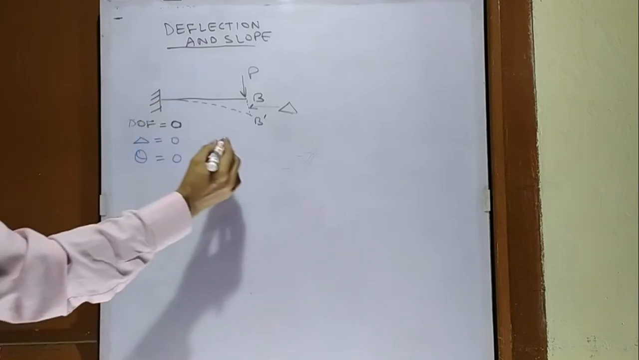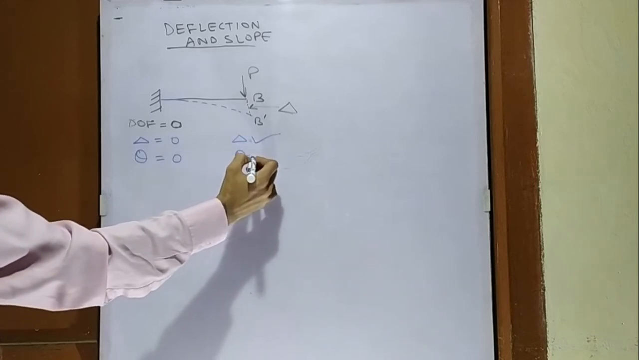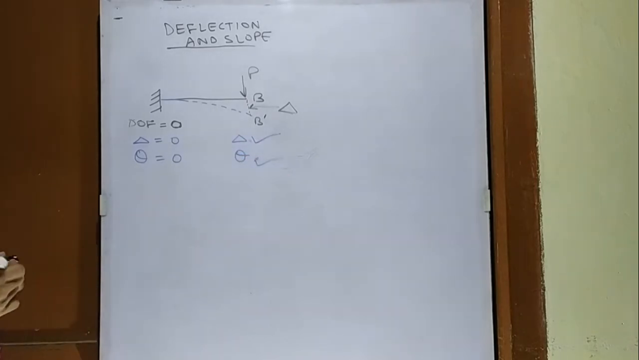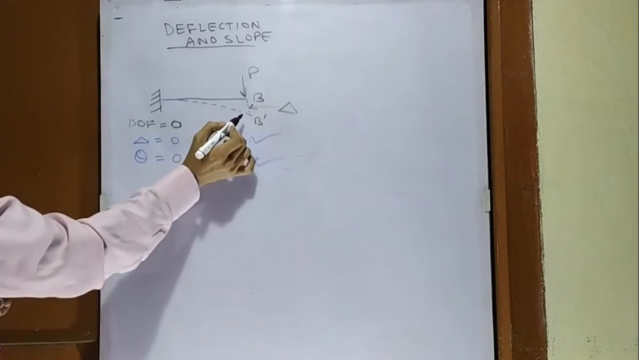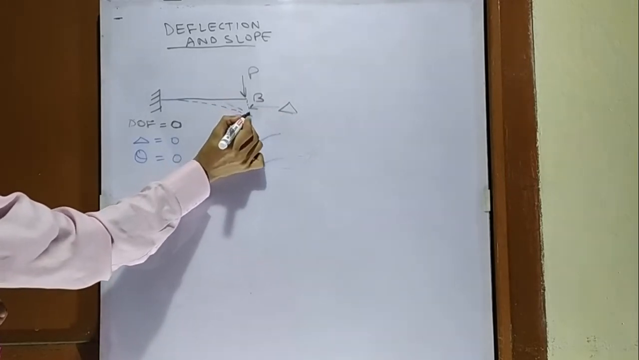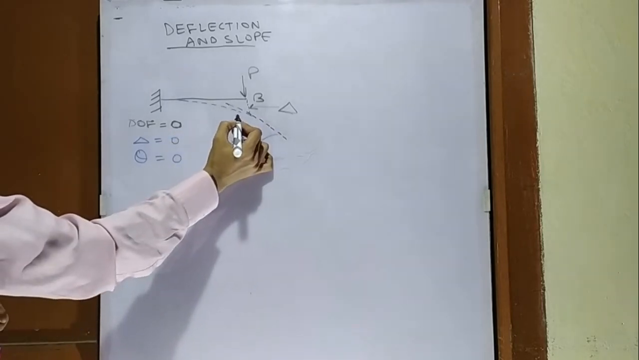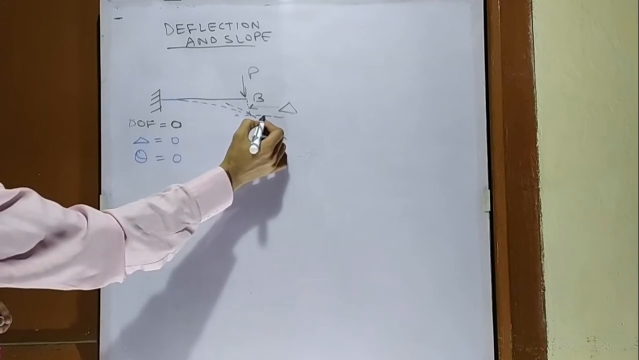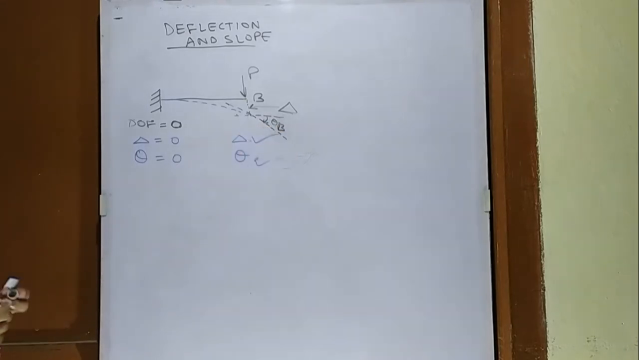At the free end we will have deflection, and we will also have slope. To find the slope at point B, let us erase this. We will just draw a tangent at point B and measure the angle. This will be our theta B at point B. This will be our slope at point B.